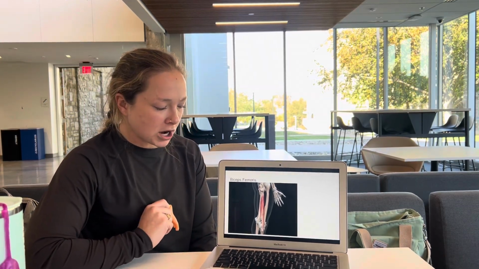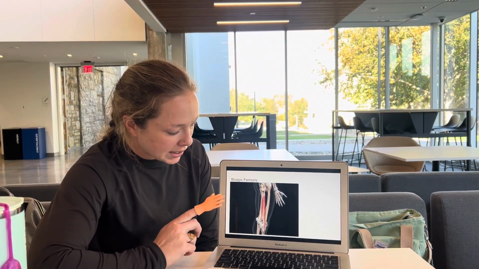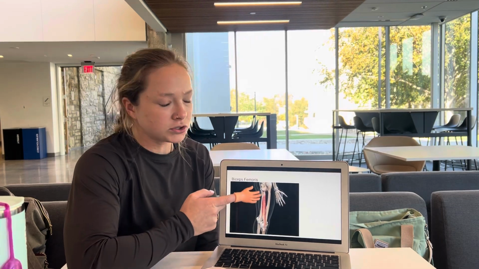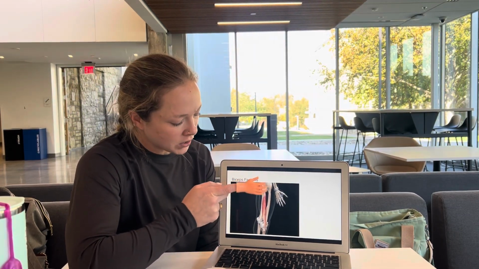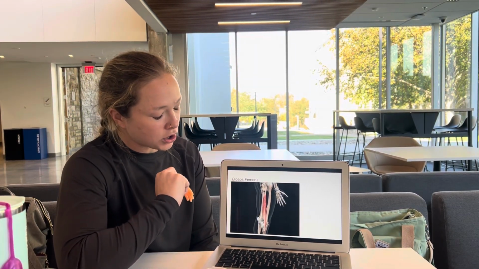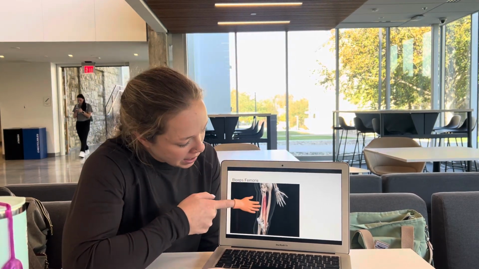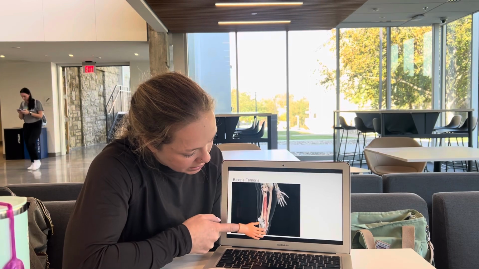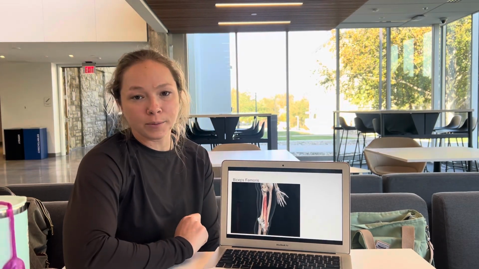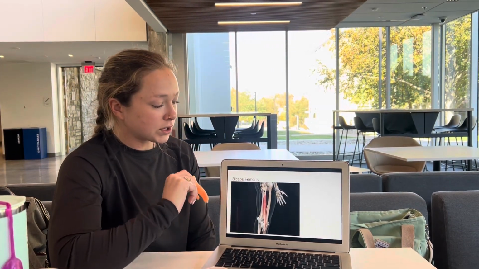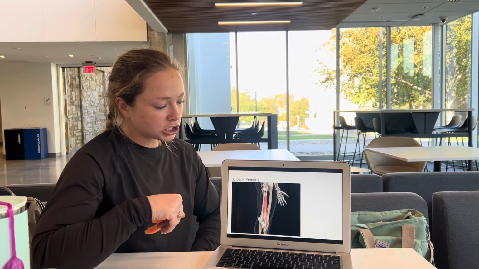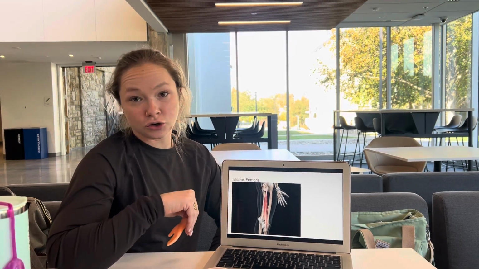Biceps femoris, one of our hamstring muscles. It has a long head and a short head. So that long head is going to originate on our ischial tuberosity. The short head is going to originate on our linea aspera and the lateral supracondylar line. And then those are going to join together and insert both of them on the lateral fibular head. Those are going to help us with hip extension, knee flexion, and knee external rotation.